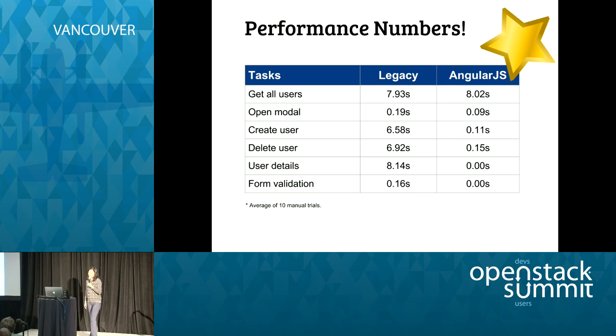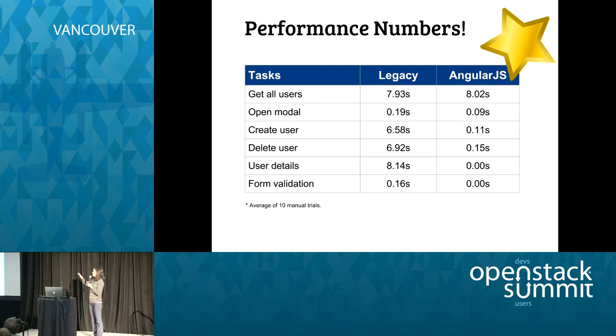So here we did a test for the legacy Angular code and the new Angular code, the old one and then the new patch that is up for review on Gerrit. We used Chrome's network inspector to do the test, and we did 10 manual trials per each of the tasks. And here are some of the numbers that we got. These are the averages of the 10 trials.